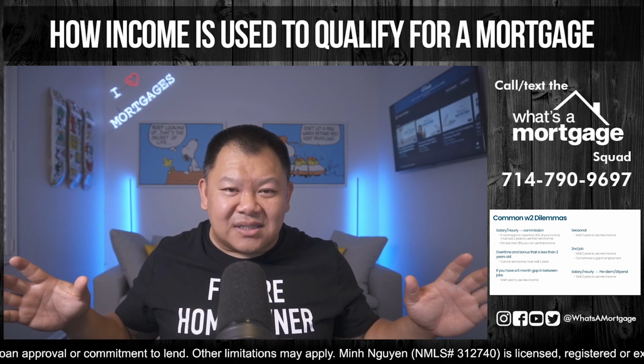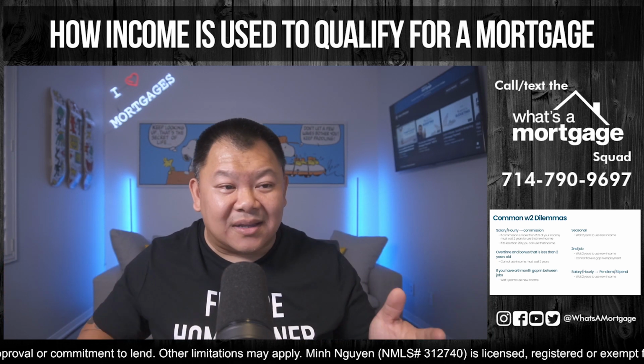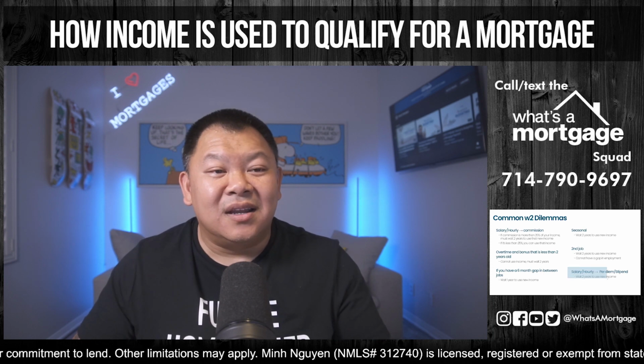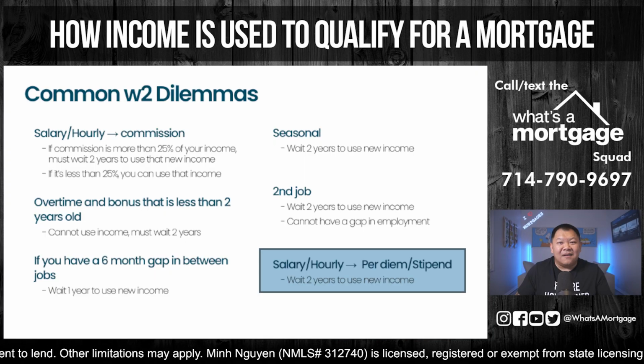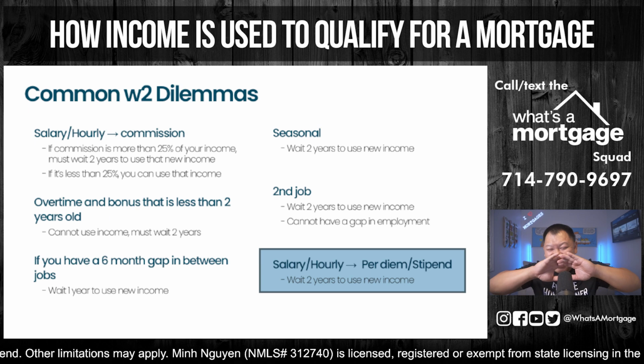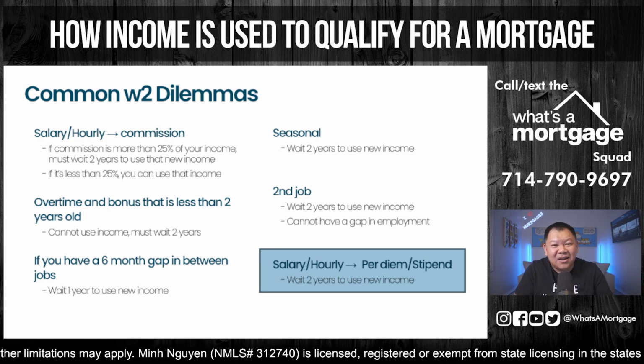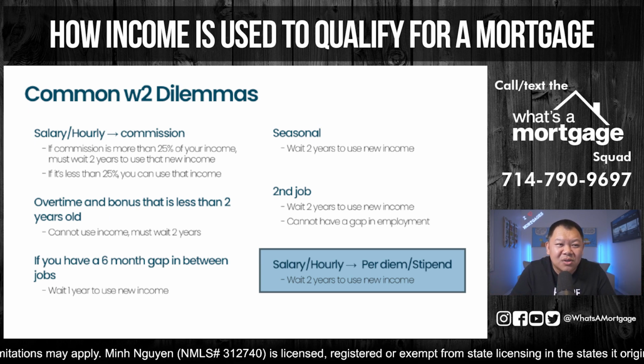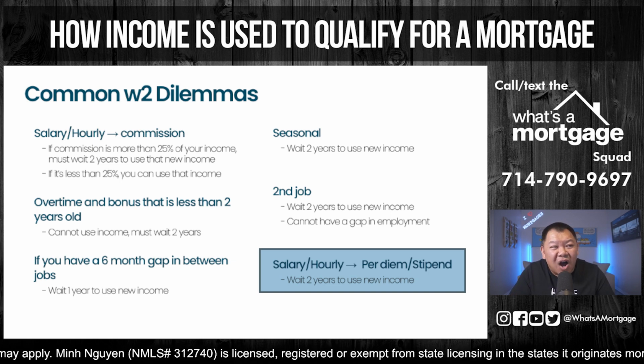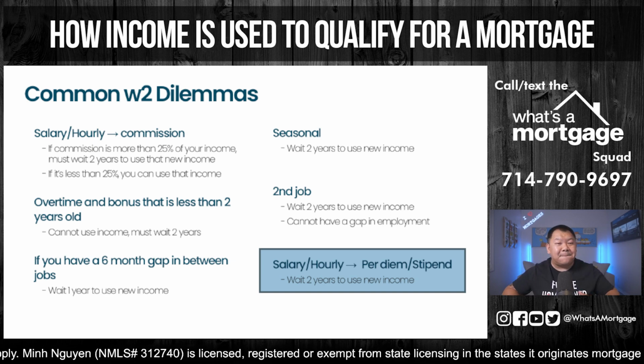Another one for my nurses and people who work for the union: you are salary and hourly, and all of a sudden they change you to per diem or stipend. If they change, even though the dollar amount might be identical to when you were hourly or salary, they want you to wait 2 years. Those right there are the most common W-2 dilemmas that pop up.